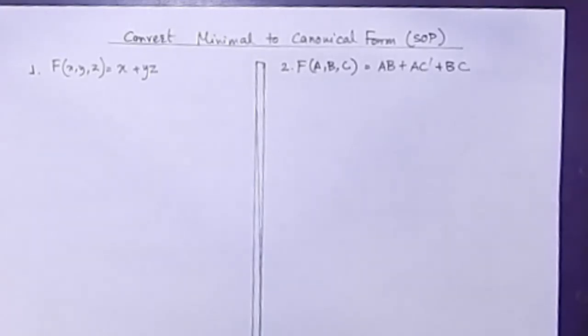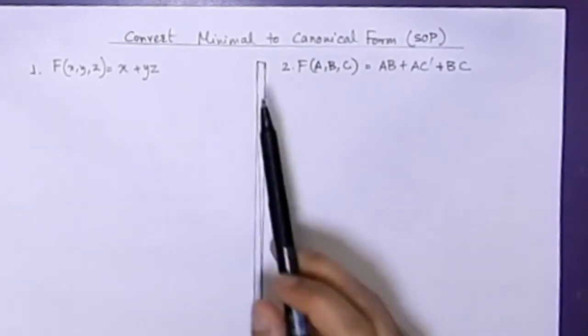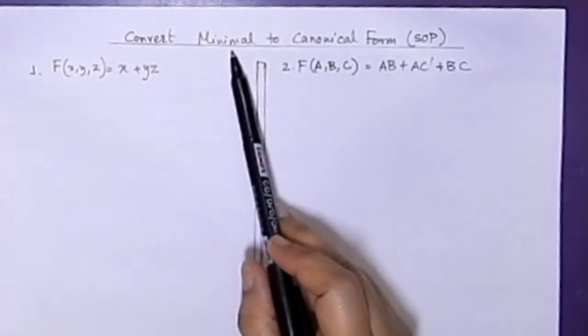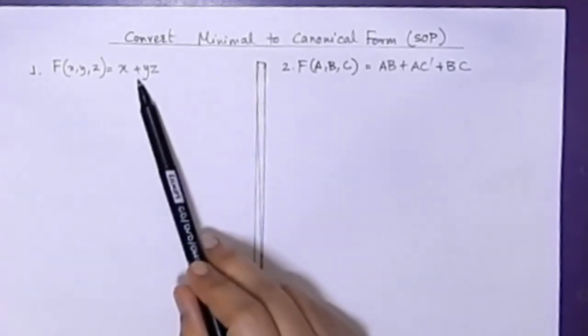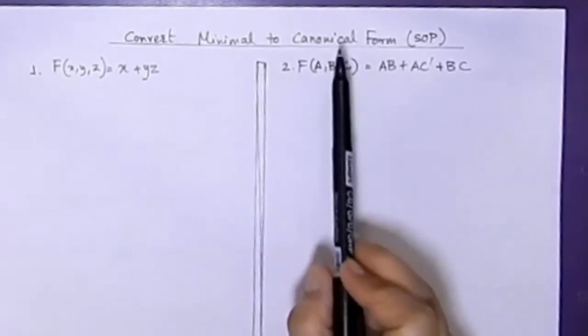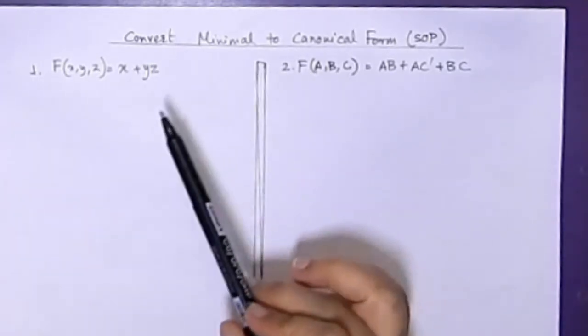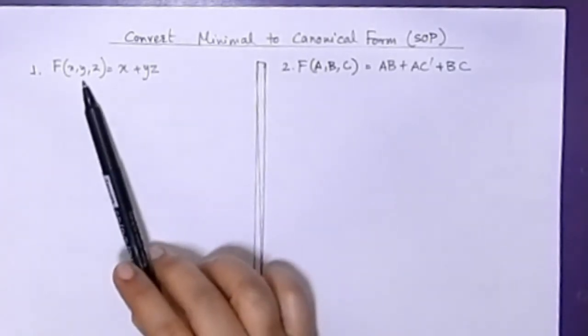We learn to convert a minimal expression into its canonical form. What is a minimal expression? A simplified expression is called the minimal. That means minimum number of terms. And canonical form is a form in which all the terms contain all the variables involved in the function.